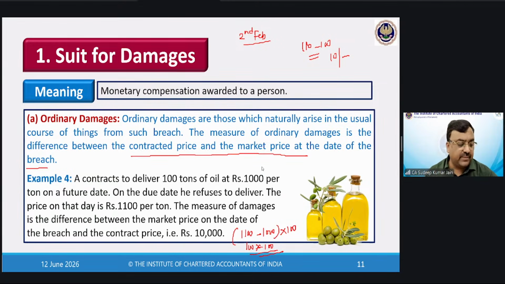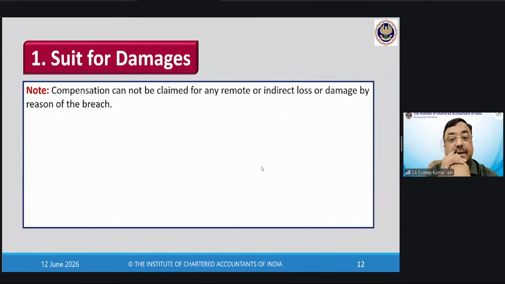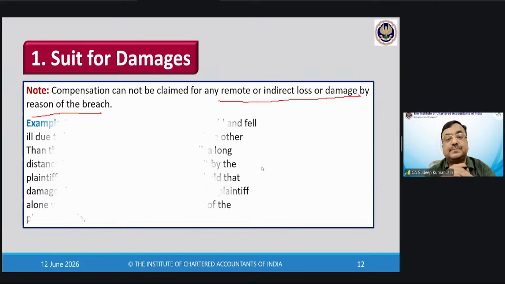Clear? So ordinary damages means compensation equal to actual loss, right? But an important note, because on this point, many times a question has been asked in your exam. Compensation cannot be claimed for any remote or indirect loss or damages by reason of this breach. See the example.